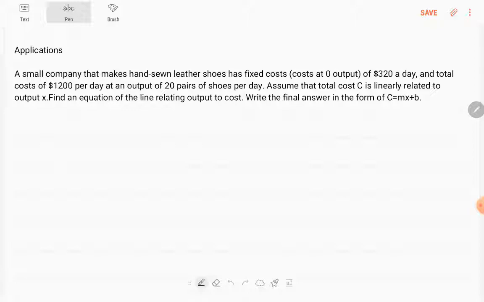Here C is the total cost, X is the output of shoes, pairs of shoes, and this is called the linear relation between C and X, right? So now let's look at the first condition. When the output X equals 0, then the cost C would be $320 per day. So C and X should satisfy this linear equation.